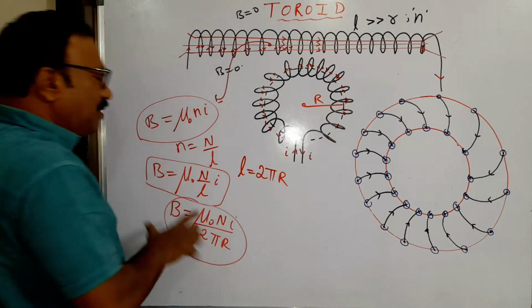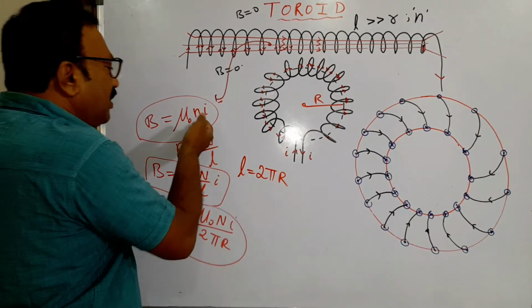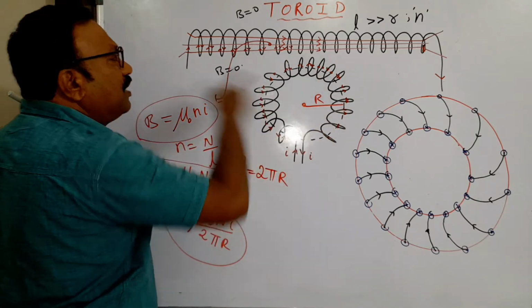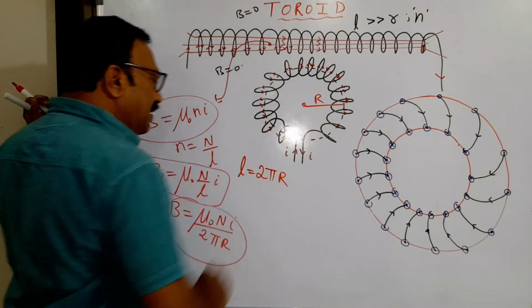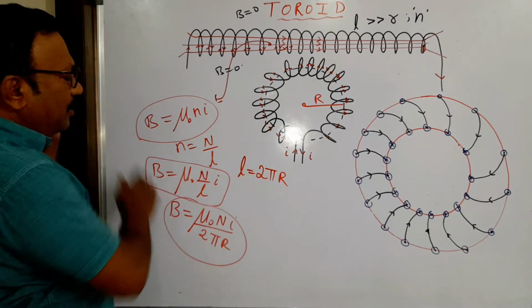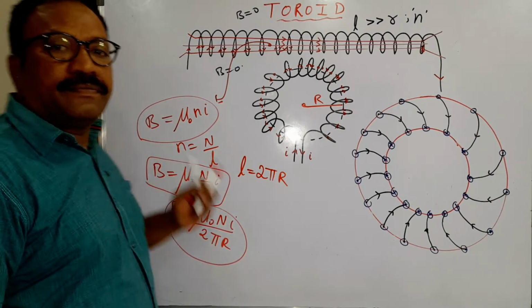Then you will use this formula. n is the number of turns per unit length. He will give it to you; substitute there. If he gives capital N, it means the total number of turns. Then this length he will give, or this radius he will give. This length can be written as 2 pi R. Sufficient data will be given. You can determine the magnetic field now.